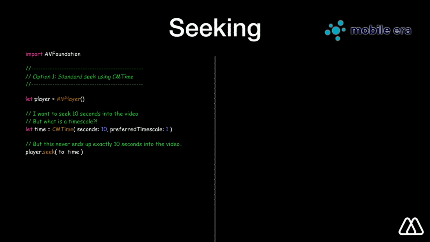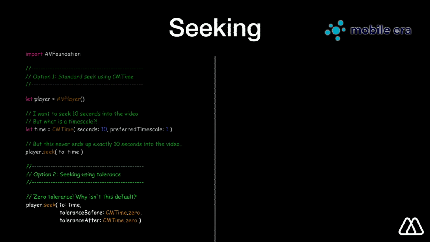I tried to seek. The problem with this is that this will actually seek to the closest keyframe in a video and not to the specific point. To do that, you actually have to say that there's zero tolerance for your seek, which just feels really backwards. So wouldn't it be really nice if you could just set where you want it to go, and that's it?